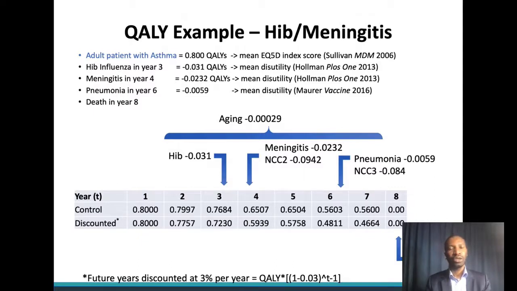And in year 3, we have not only a reduction in QALY due to HIB influenza of 0.031, but we also have a reduction in quality adjusted life years due to aging. So these two together leave us with a QALY of 0.7684 in year 3, and so on and so forth. Then we can discount these QALYs in each year and then sum them to get the total QALYs.